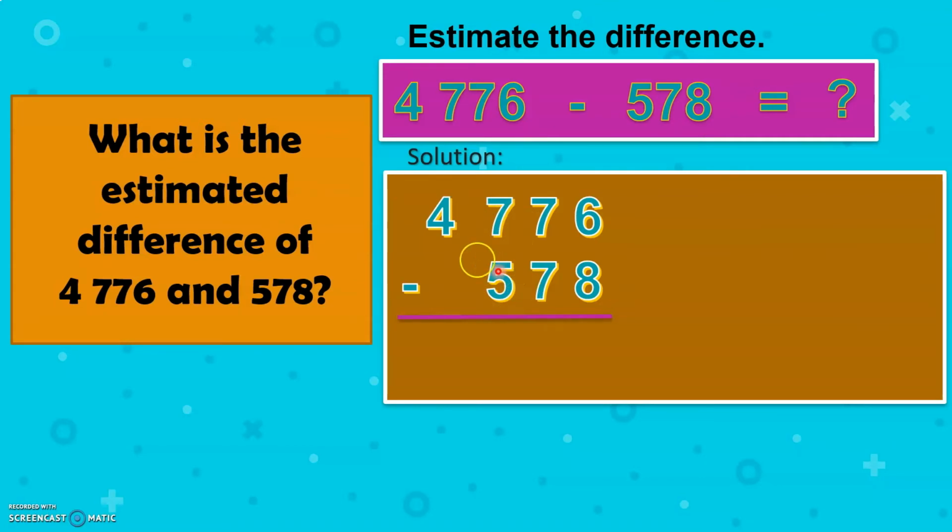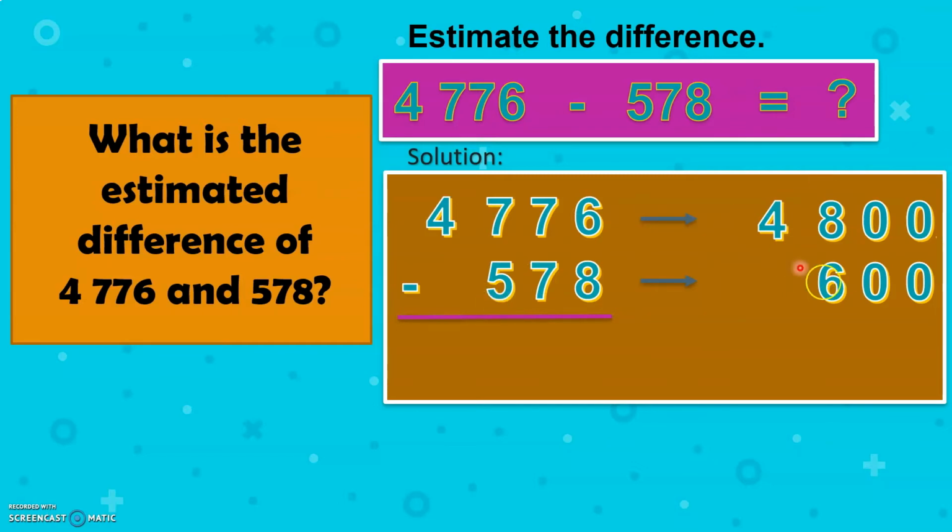Okay, so let's start with 4,776. What is 4,776 rounded off to the nearest hundreds? Okay, very good. It is 4,800. How about 578? What is 578 rounded off to the nearest hundreds? Exactly, it is 600. Again, after we round off, we will now proceed to subtracting the rounded off numbers.